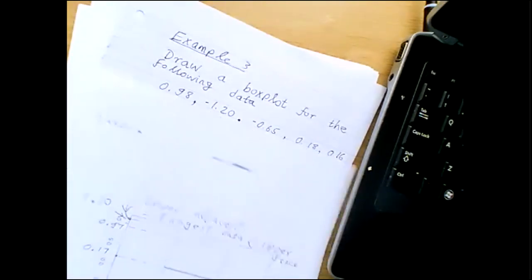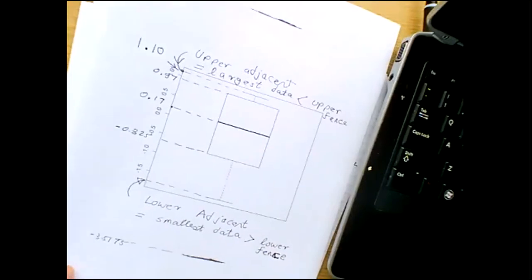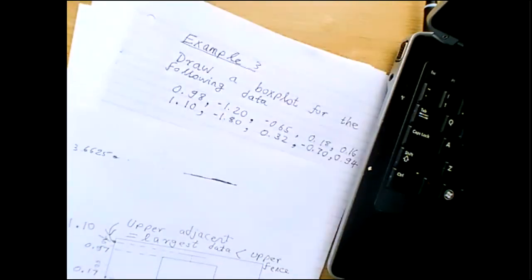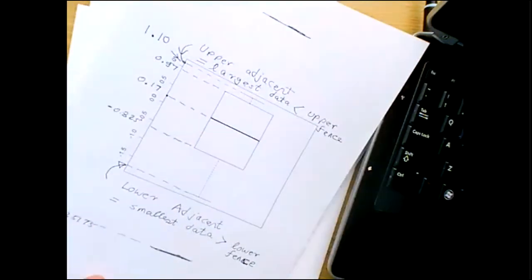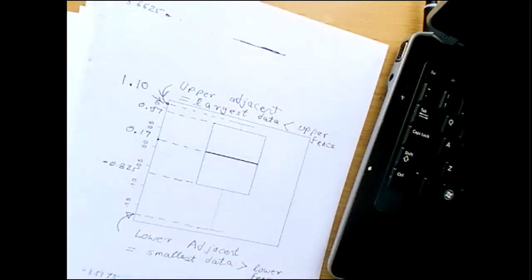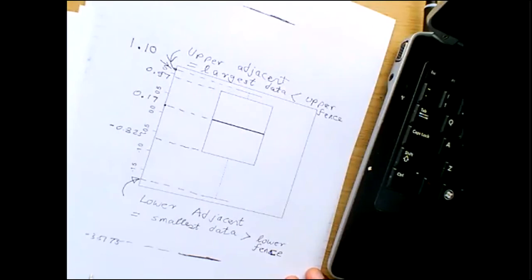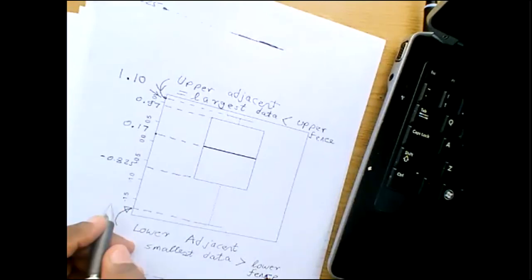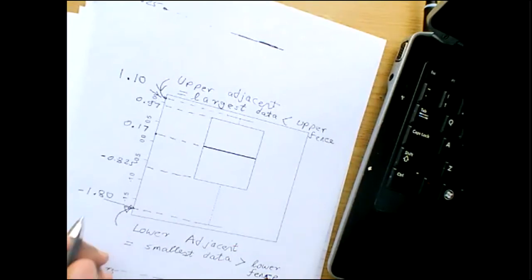1.10. And if you go back to the lower adjacent, remember the lower adjacent is the smallest data value that is greater than the lower fence. The lower fence is minus 3.5175, so we want the smallest data value that is greater than minus 3.5175. If you look over here, it is minus 1.80. So this value here is minus 1.80.